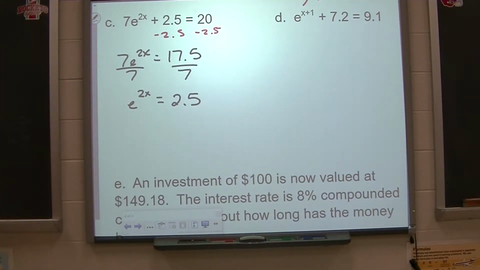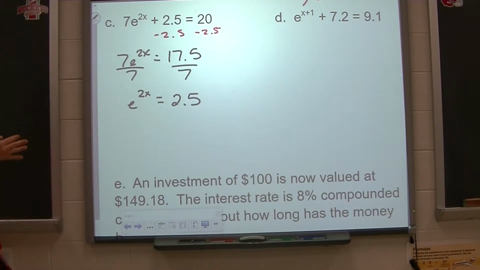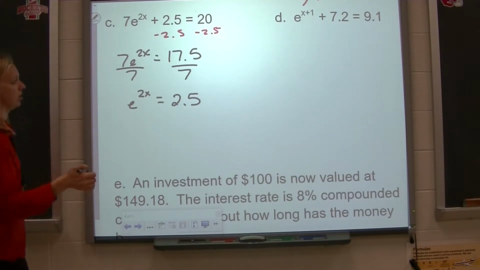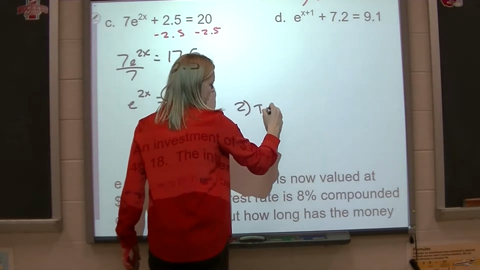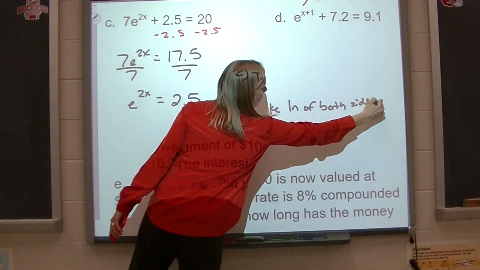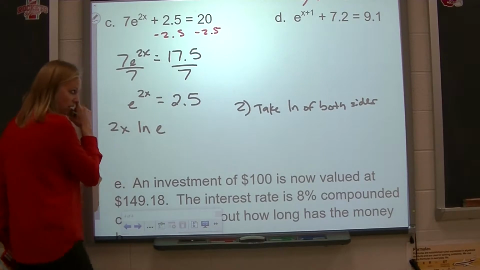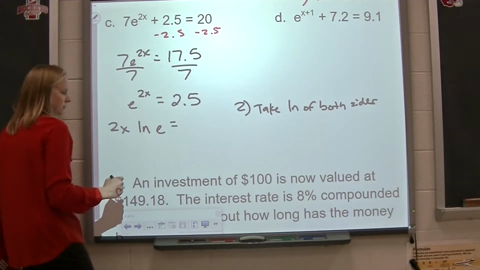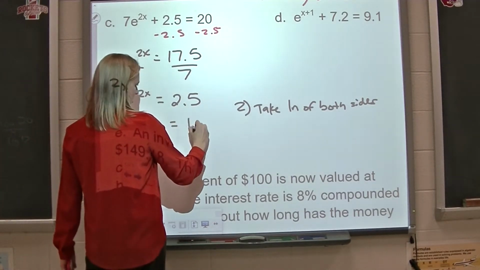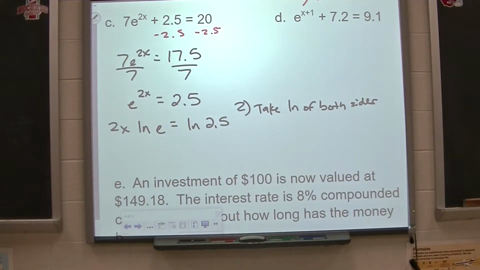So now it's in the b to the power of x equals y form. So now we can solve, and because our base is e, we don't log both sides, we take the natural log of both sides. So second step is take ln of both sides. So we do that, and we'll have 2x ln of e equals ln of 2.5. Okay, and then it's just going about and solving for x from here.